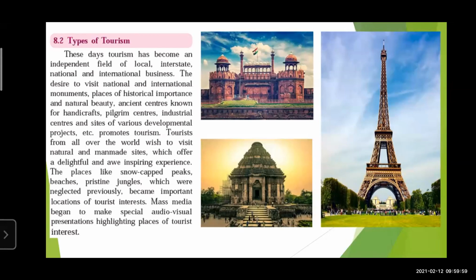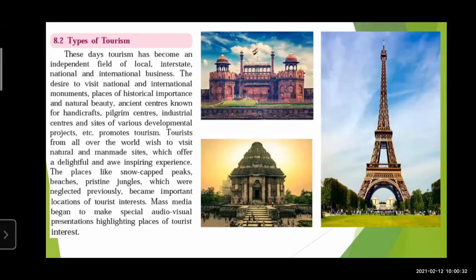It's basically the desire, the wish of different people to travel to all these places. It promotes tourism. Now, tourists from all over the world wish to visit natural and man-made sites. So all over the world, some people like to visit places which have natural beauty, and some which are made by man. And they offer a delightful, inspiring, very admiring experience.